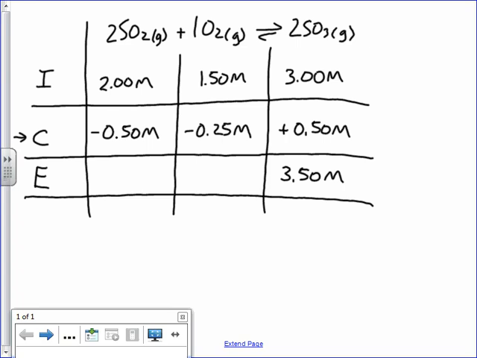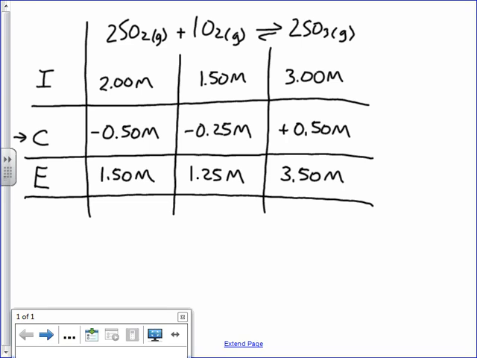So now we can figure out our equilibrium concentrations of all of these things. 2 minus 0.5 is 1.50 molar, and then 1.50 minus 0.25. That should give us 1.25. Okay? So there are our equilibrium concentrations.